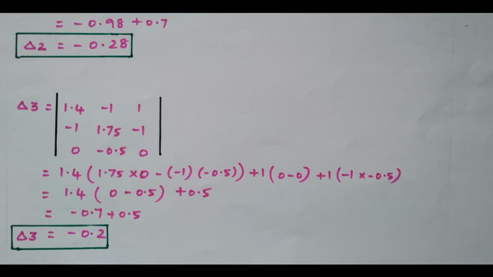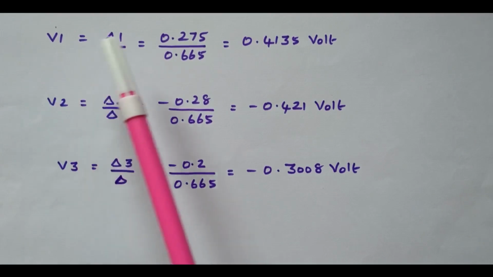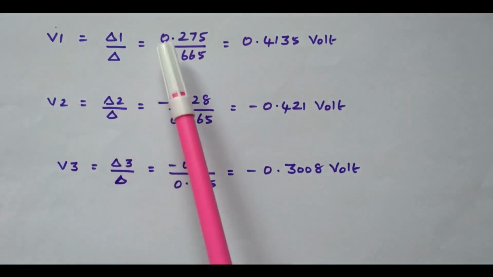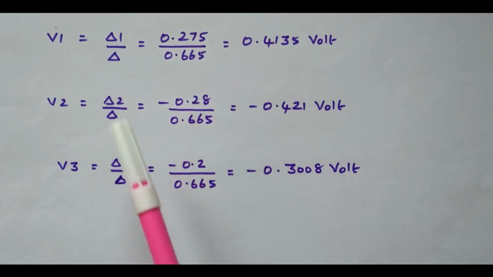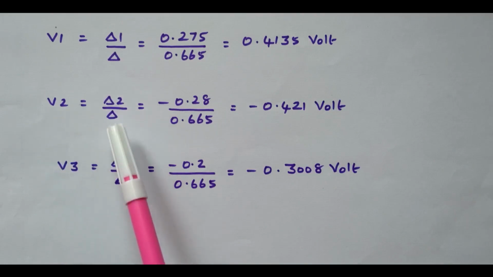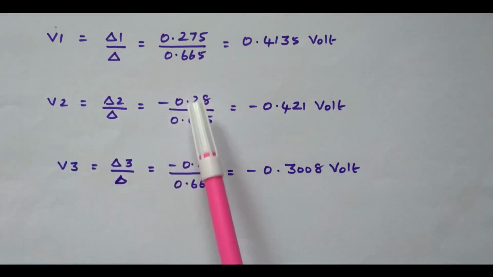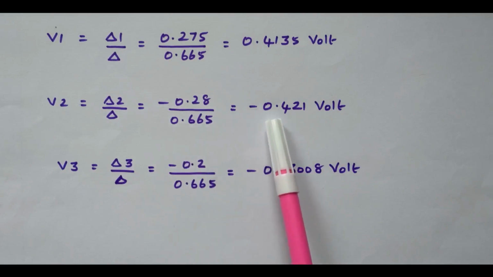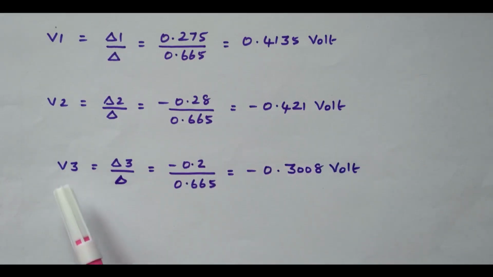From this delta 1, delta 2 and delta 3 values we can find V1, V2 and V3. So V1 is nothing but delta 1 by delta: 0.275 divided by 0.665, that is 0.4135 volt. V2 is delta 2 divided by delta, minus 0.28 divided by 0.665, that is minus 0.421 volt. V3 is delta 3 by delta, minus 0.2 divided by 0.665, that is equal to minus 0.3008 volt. So we calculated V1, V2, V3.